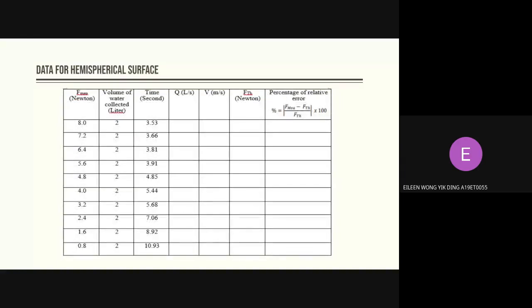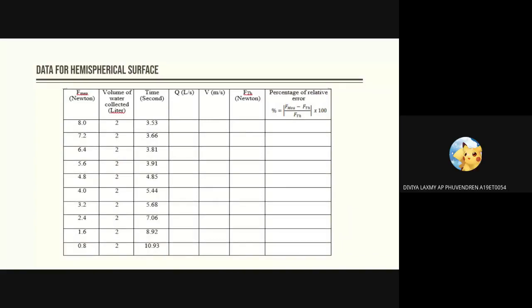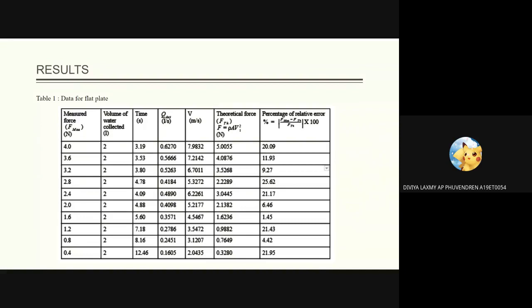The next one is the data for the hemispherical surface. This is Table 1, the data for the flat plate, where the measured force is decreasing in value, while the volume of water collected is constant, which is 2 liters, while the other 5 parameters are consistently fluctuating.